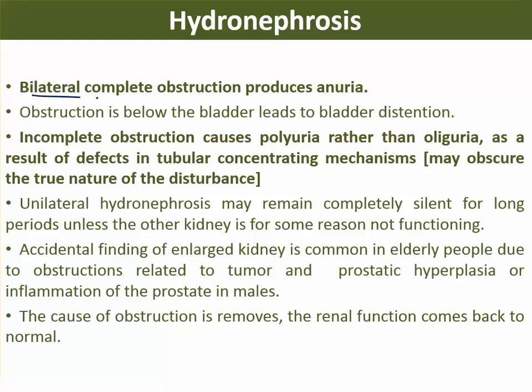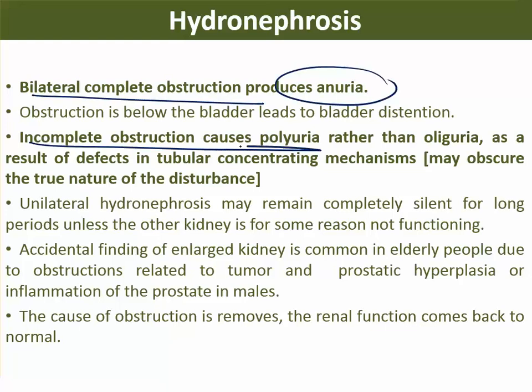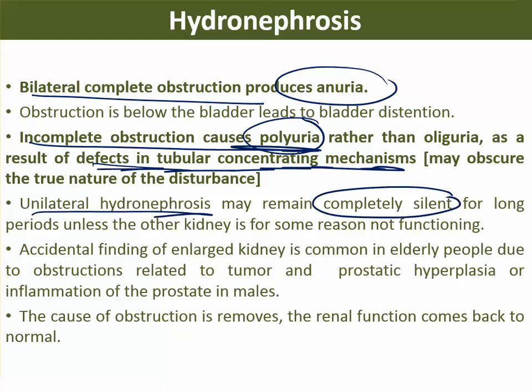So bilateral complete obstruction produces anuria. Incomplete obstruction will cause polyuria. Most commonly it causes polyuria, due to the defect in the tubular concentration mechanisms. And unilateral hydronephrosis may remain completely silent because the other kidney is functioning normally. Unless the other kidney is affected, we cannot identify the disease. So most of the time we identify the disease as an accidental finding. Okay, so this is about hydronephrosis.